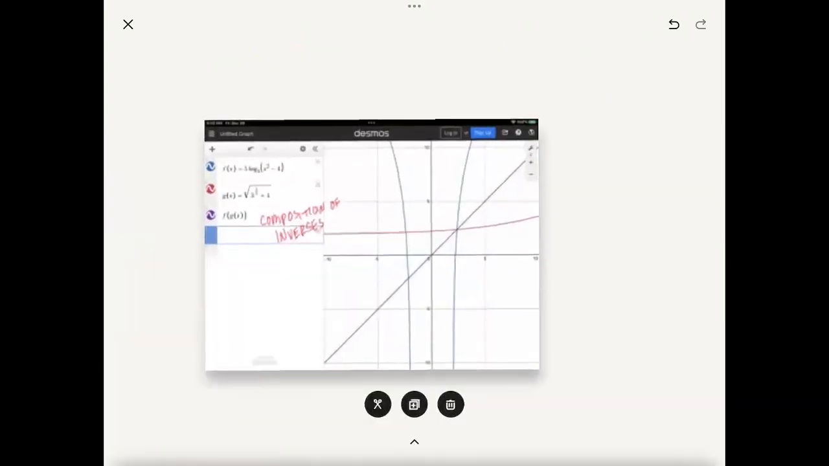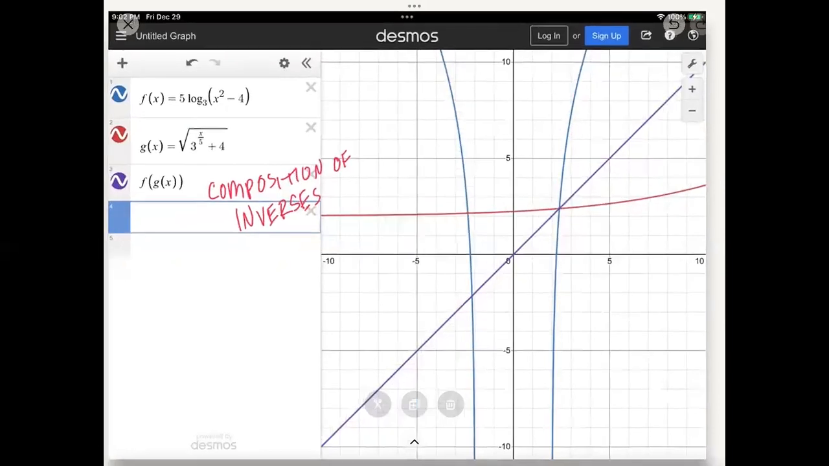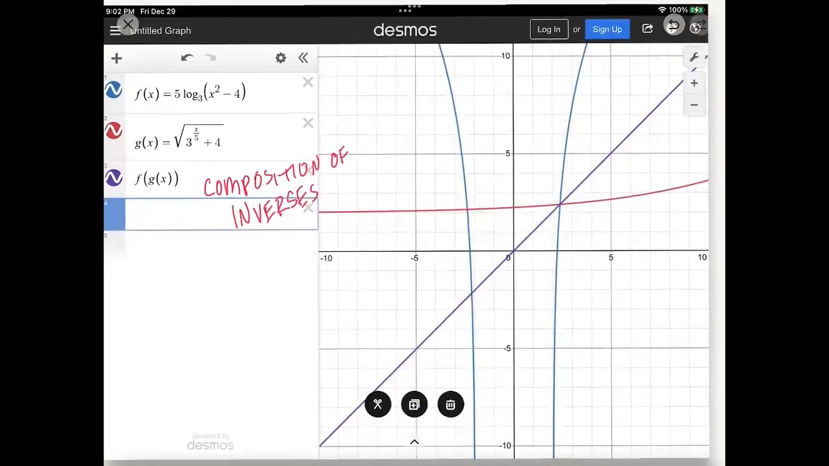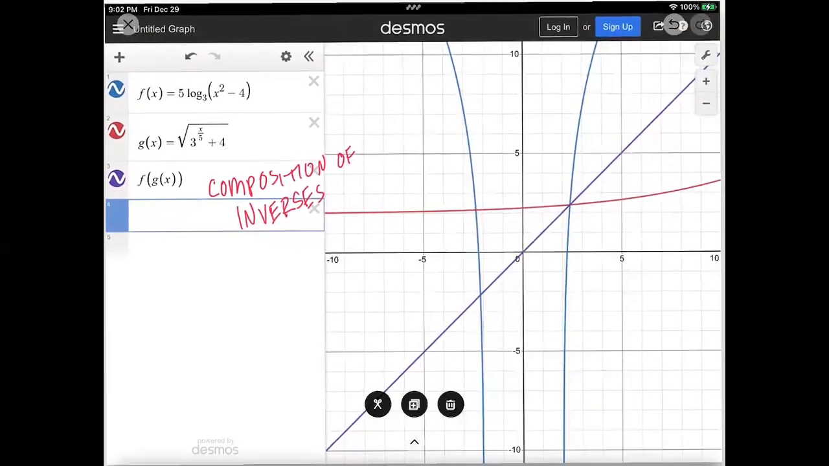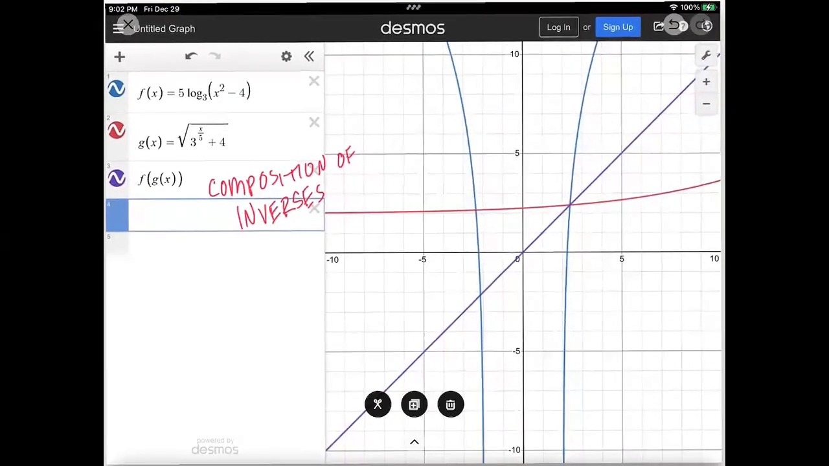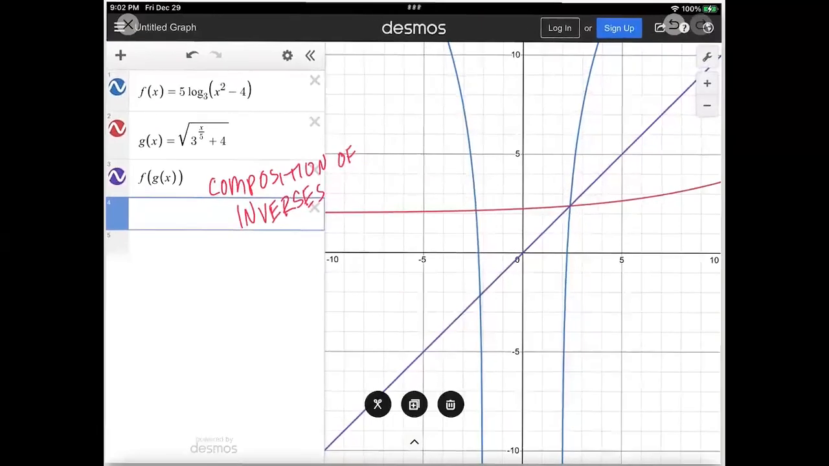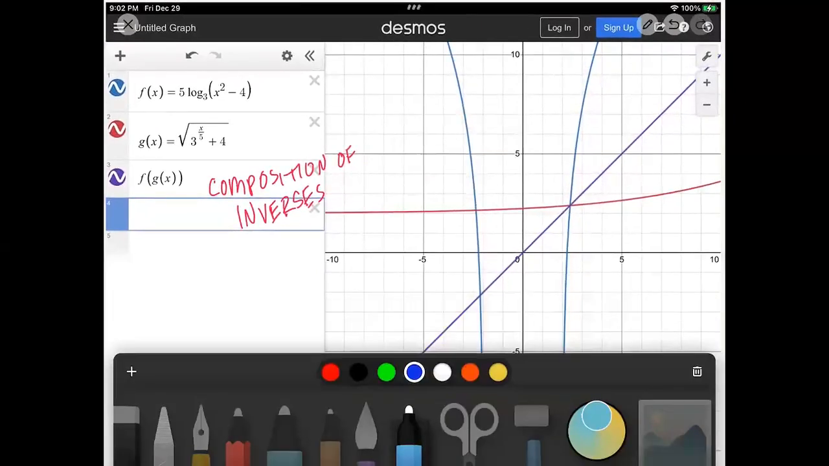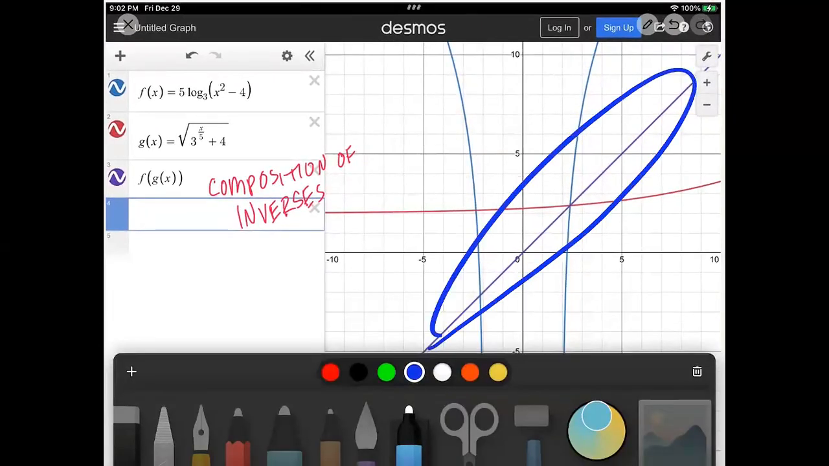So before this video started, I went out to Desmos, and I actually took the inverses. And as you can see, when I took the composite, it creates the y equals x line. So that means when you get the y equals x line, you have in fact found the inverse. So I know that this is the right answer.